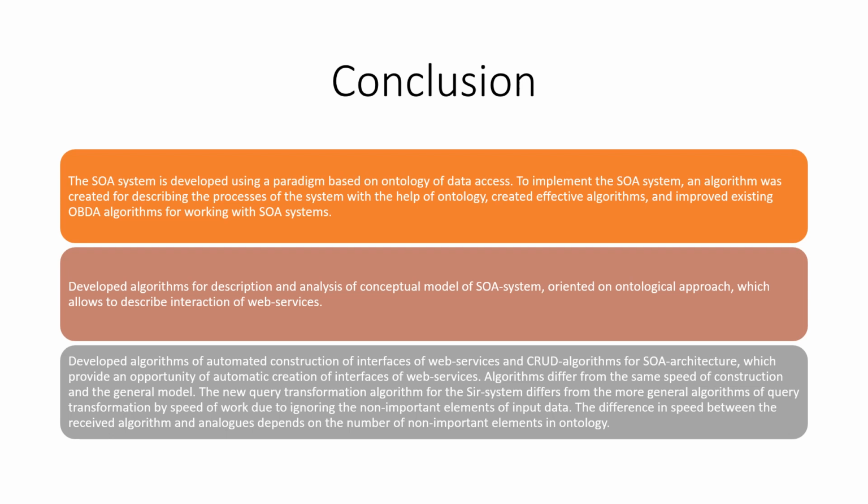Algorithms differ from the same speed of construction and the general model. The new query transformation algorithm for the SOA system differs from the more general algorithms of query transformation by speed of work due to ignoring the non-important elements of input data. The difference in speed between the received algorithm and analogs depends on the number of non-important elements in ontology.